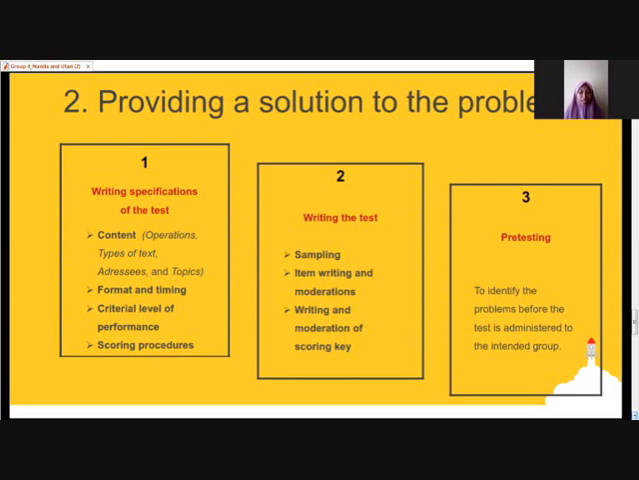Okay. And then the last is topic. Topics are selected according to the suitability for the test takers and the type of the test. And then the format and timing. About the format and timing, it specifies the test structure, including time allocated for the components and the item types.